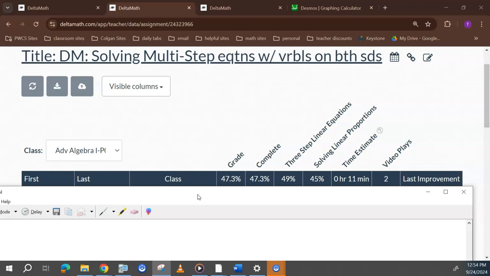The second one was formative, solving multi-step equations with variables on both sides. So make sure you go back and do that because that is not affecting your grade, but also good practice for the upcoming quiz and test.